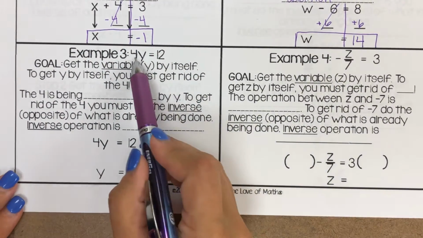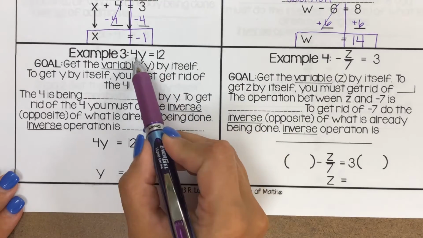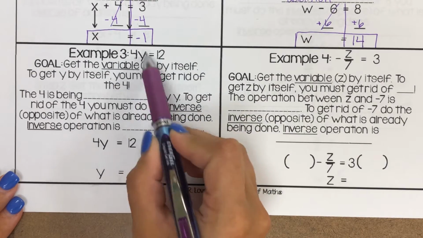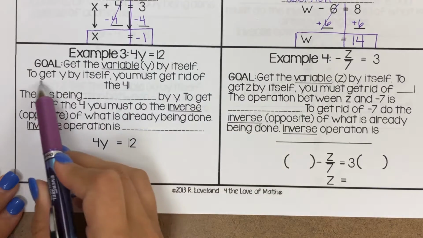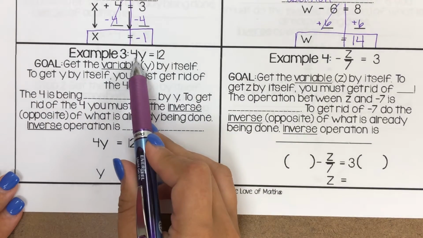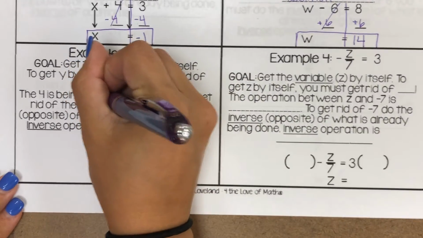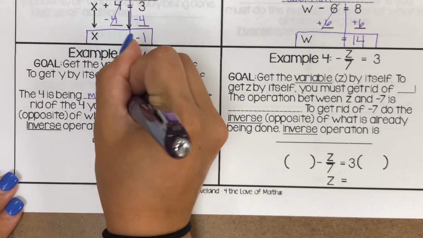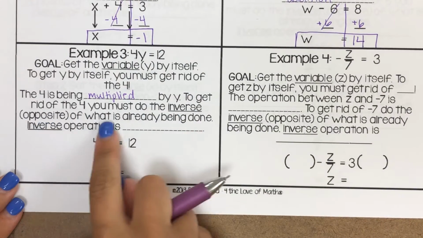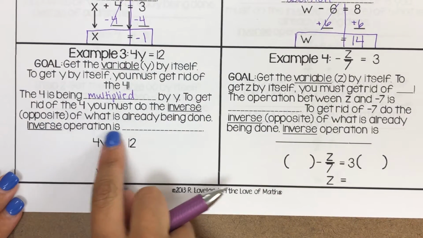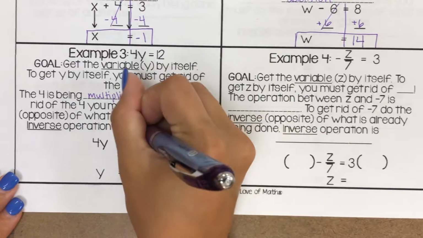Example 3, we have 4y equals 12. Remember, if you have a number and a letter right next to each other, that means multiplication. So our goal here is to get the y by itself. To get y by itself, we have to get rid of that 4. The 4, like we said, is being multiplied by y. To get rid of the 4, we have to do the inverse or opposite of what's already being done. We know the inverse operation of multiplication is division.